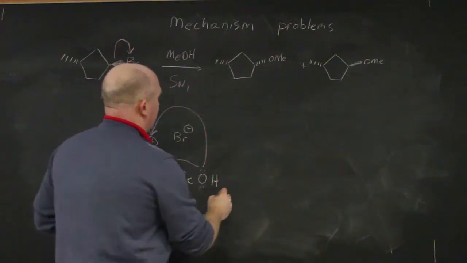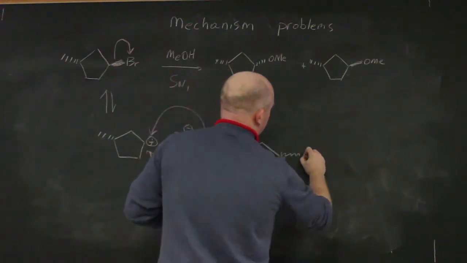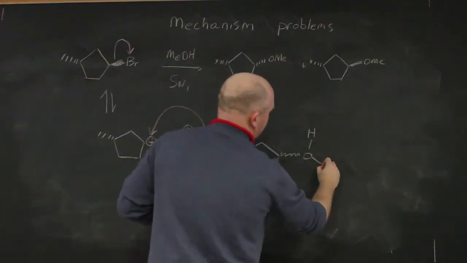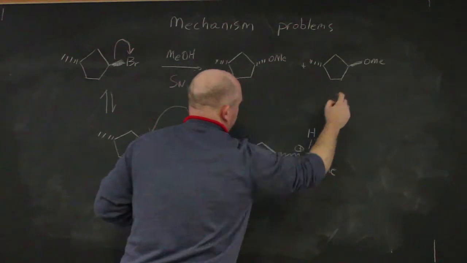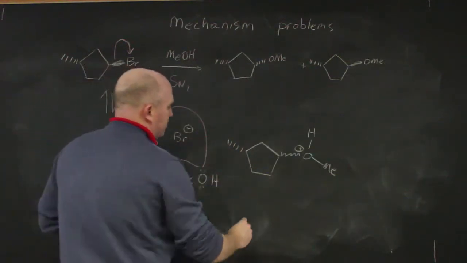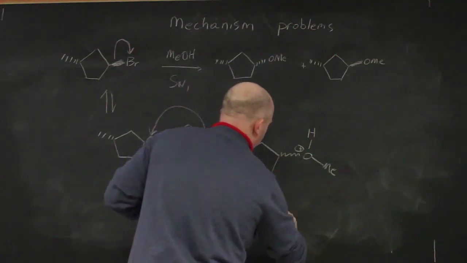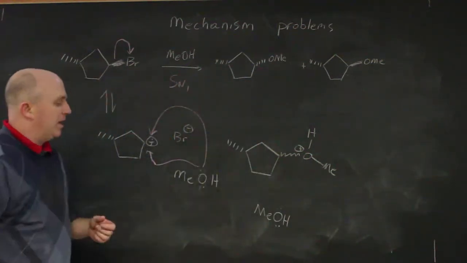Either way, the outcome is going to be that you form now a protonated species. I'm drawing this as a squiggle because the methanol can attack either from the bottom or from the top. And what you're going to form is this protonated species. Now that we have this protonated species present, then in order to finish off this mechanism, all we must do is simply remove the proton.